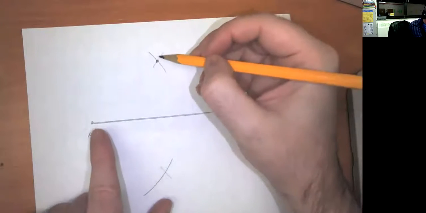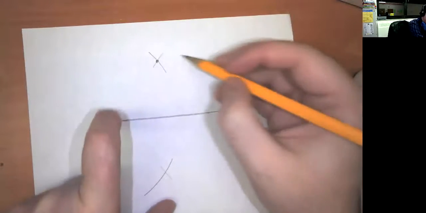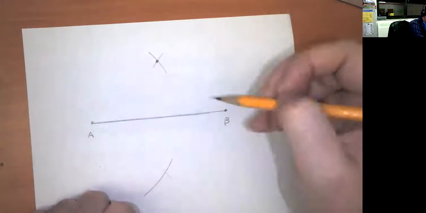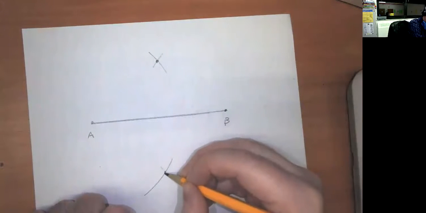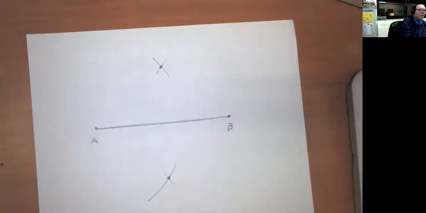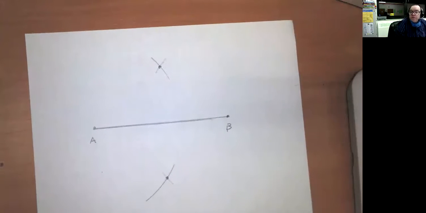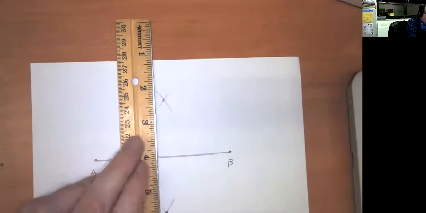Since I didn't change the size of the compass, I know that this distance and this distance are the same. So this point is the same distance from A as it is from B. And so is that. Well, what else do we know about the perpendicular bisector from our experiment? Well, we know that the perpendicular bisector is a straight line. And as long as we know 2 points that are on a line, we can find the entire line just by connecting those 2 points. That's going to be the line we're looking for.